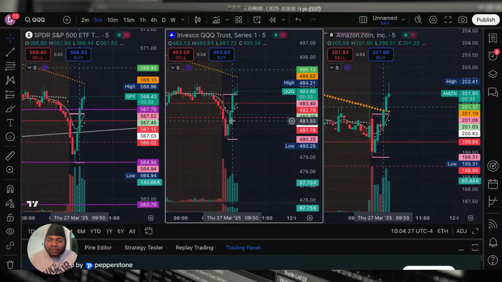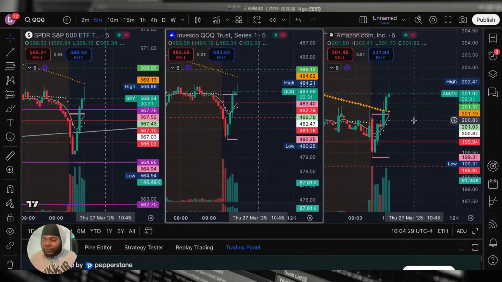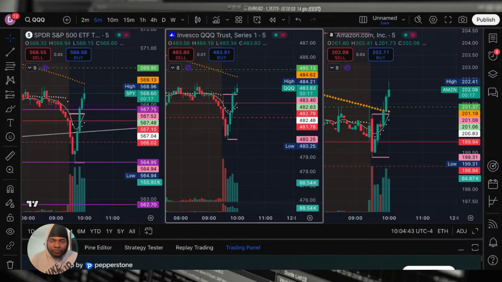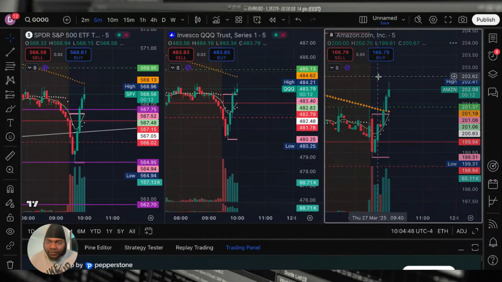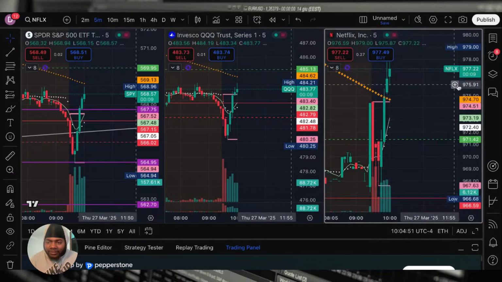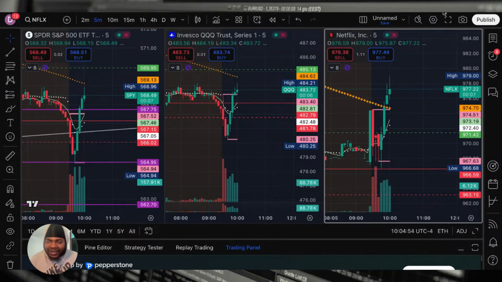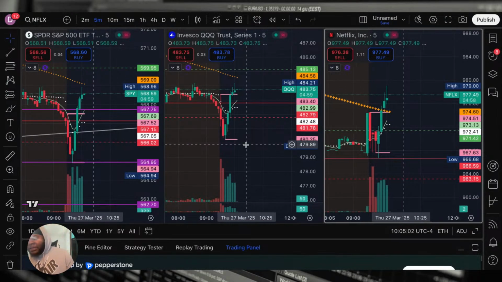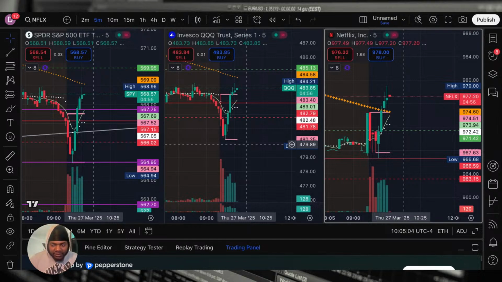The QQQ guy faked this out, but we got some back on Amazon. But now we getting rejected. So let's see if SPY's gonna get above this 200 moving average right here. Netflix. I'm messing with you, my boy. Oh, that was the 2 minute. I'm looking at the 2 minute chart. I see a pullback. But we getting rejected. Let's see how SPY acts. See if SPY can get above right there.